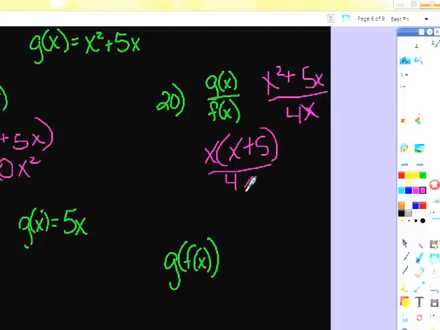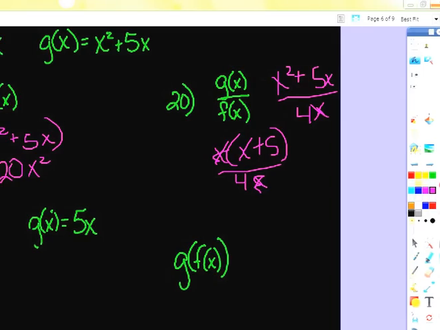And 4x in the denominator. And since this factor and this factor are the same, we can strike them out. And our final answer is x plus 5 divided by 4.